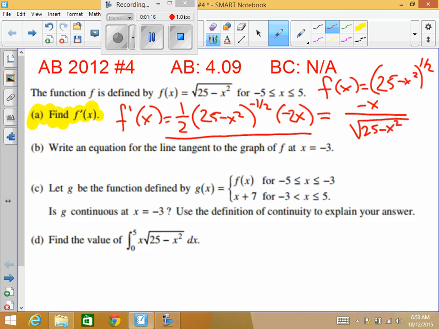The scoring guide says 2 points for this derivative. I'm guessing you get 1 point for if you did something like show the power rule, 1 point for if you also showed this chain rule and everything was correct.